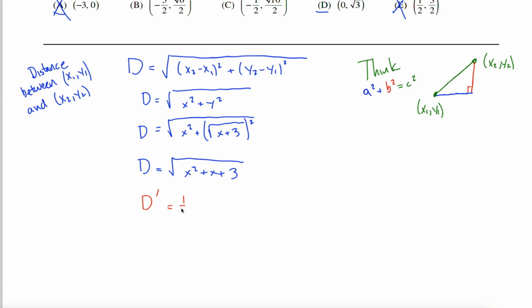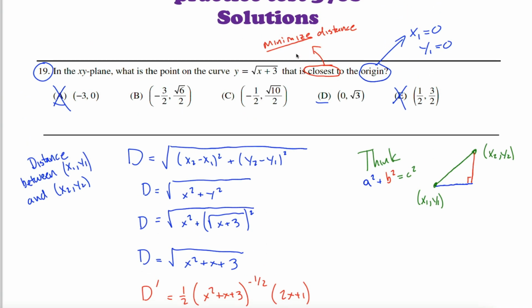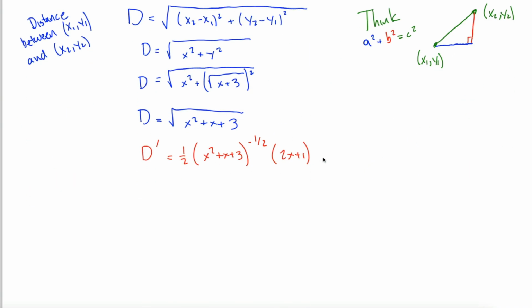I mean, you can do it. You could bring the 1/2 down in front, and then you got x squared plus x plus 3 raised to the negative 1/2 power, but then you're not done. Think chain rule. The derivative of x squared plus x plus 3 is 2x plus 1. And now I have this huge mess for my derivative. At this point, what I would do, since I'm trying to minimize the distance, is look for critical values. In other words, set this equal to 0 and solve.